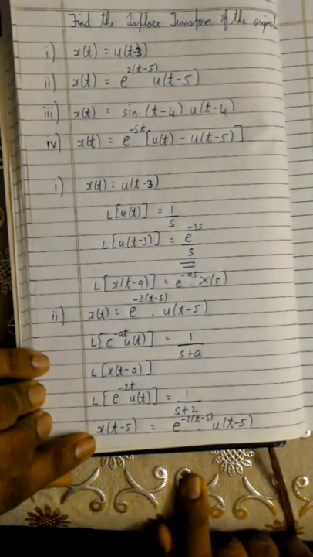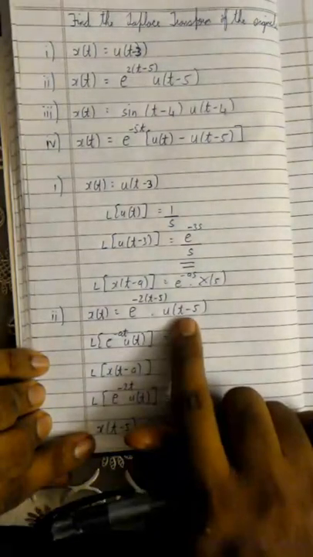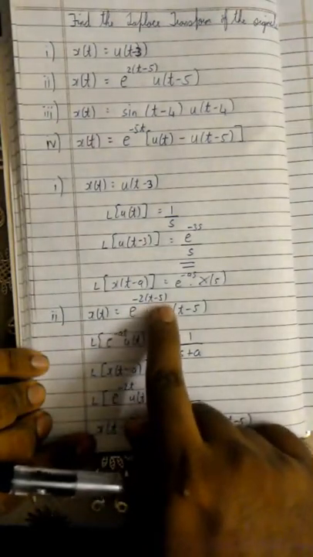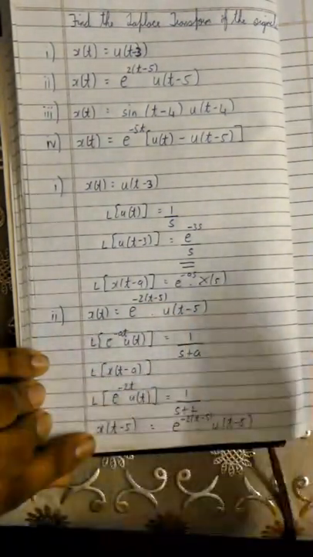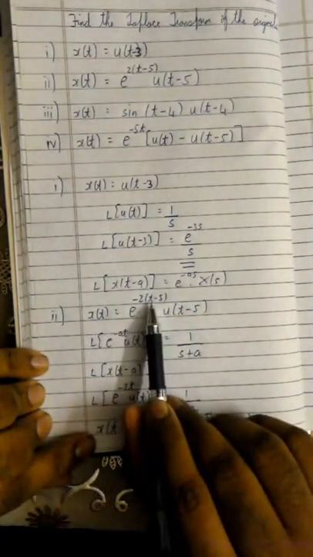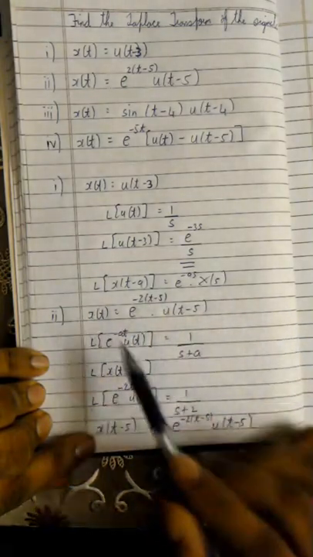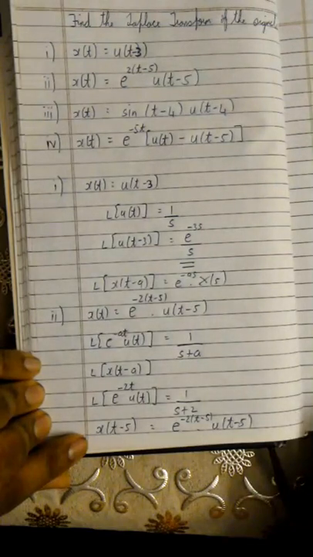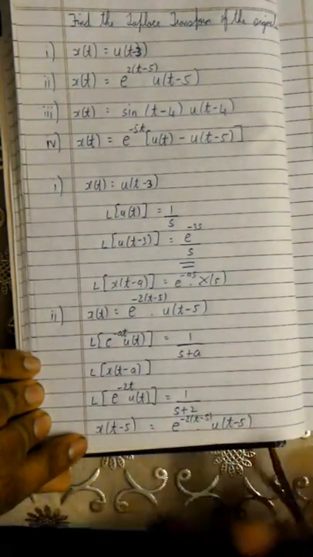Because most of you will forget, sometimes you will not apply t minus 5 over here. You will simply write e raised to minus 2 into t minus 5 into u of t. Then the time shifting is not complete. Time shifting means that in that expression every t must be shifted by minus 5 units. Okay, so this is how you should apply the time shifting theorem.